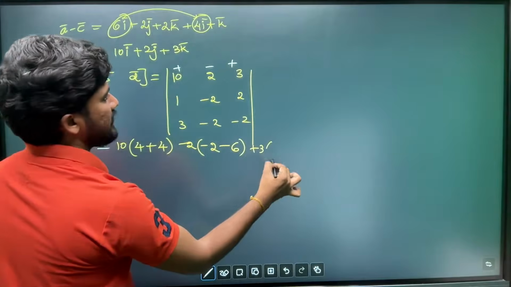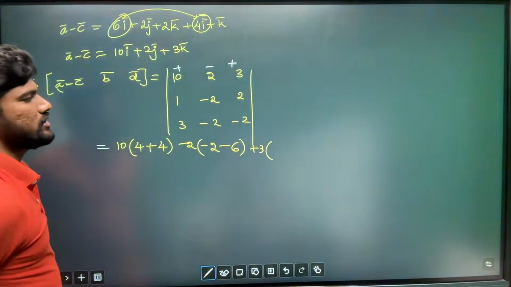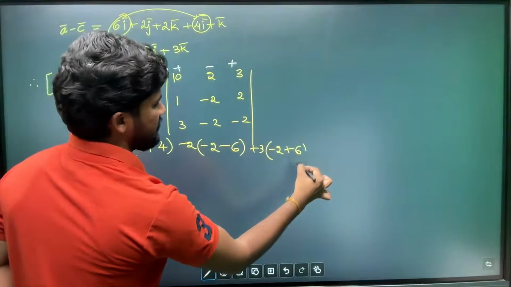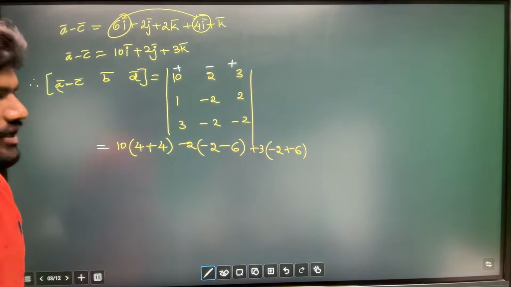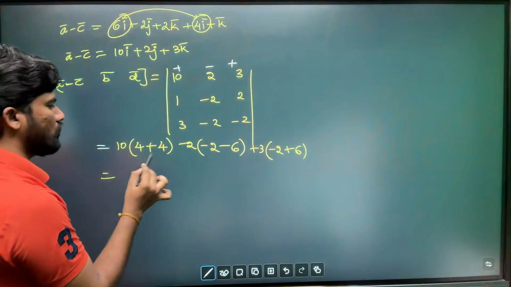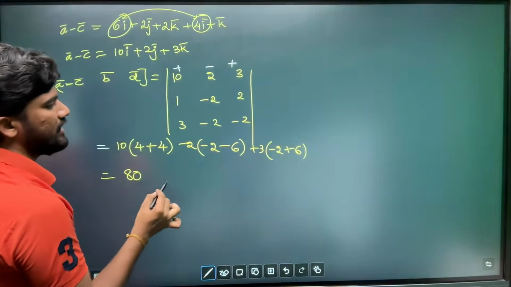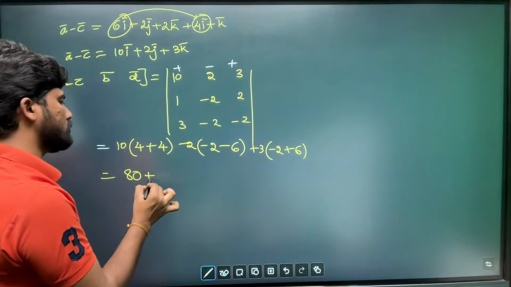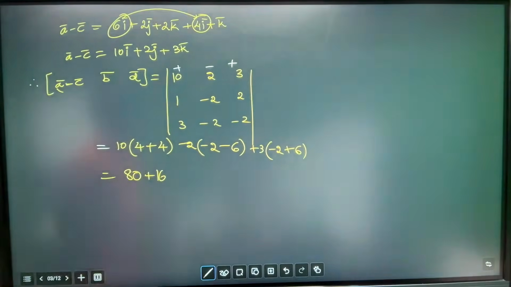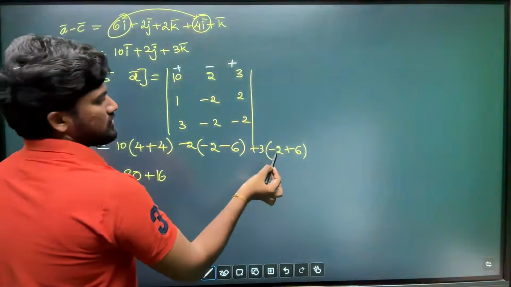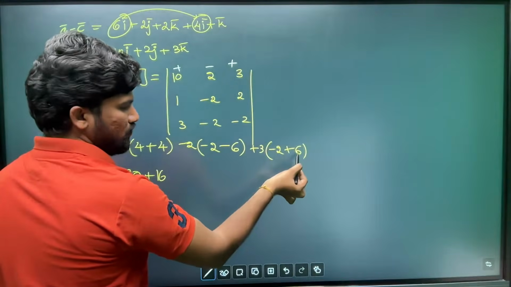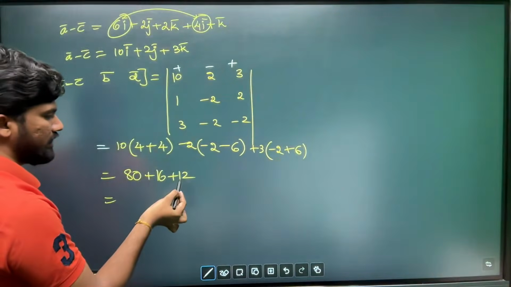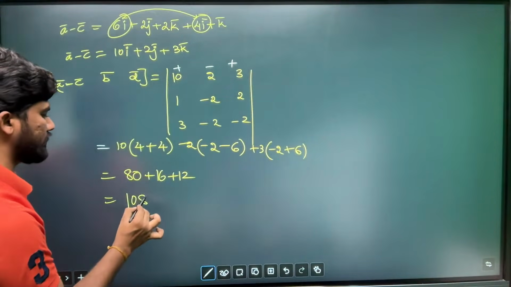Next, plus 3 into, delete first row and third column: 1 into minus 2 minus 2 minus into minus 3 to the 6. Clear? Okay, so therefore 4 plus 4 is 8, 8 into 10 is 80, minus 2 minus 6 minus 8, minus 8 into minus 2 minus 8 to the 16, minus into minus plus. So minus 2 plus 6 is 4, 4 threes are 12. So therefore 16 plus 12 is 28, 28 plus 80 gives us 108.